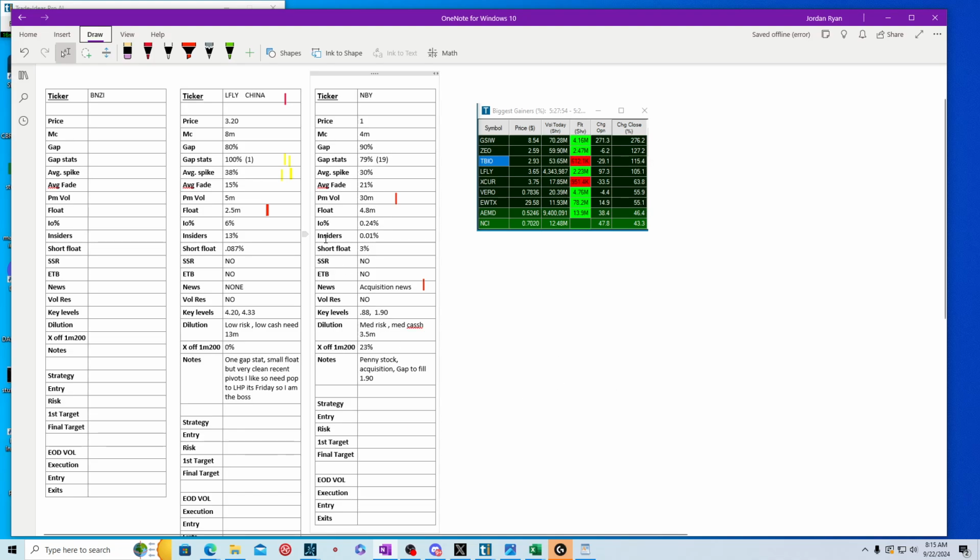So now the float, as you see right here, guys, the float on this was less than 3 million, so that's a red flag. So that would be one red flag because it's not a China stock. The price is right.